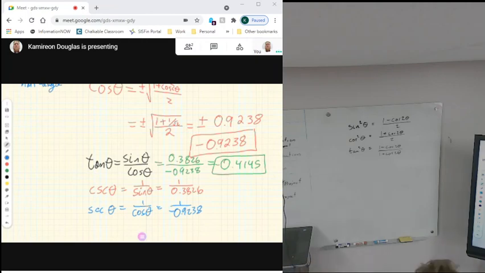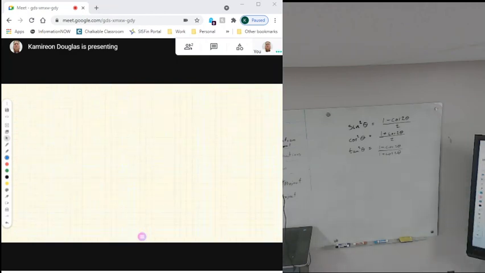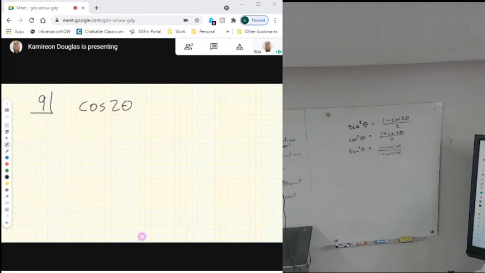So, for number 9, the big difference is they did not give us the cosine. Oh, right. In that case, it's actually not too bad. Okay, number 9. To help get us started, we are given that cosine of 2 theta is equal to 3 over 5, and 90 degrees is less than or equal to theta, less than or equal to 180.